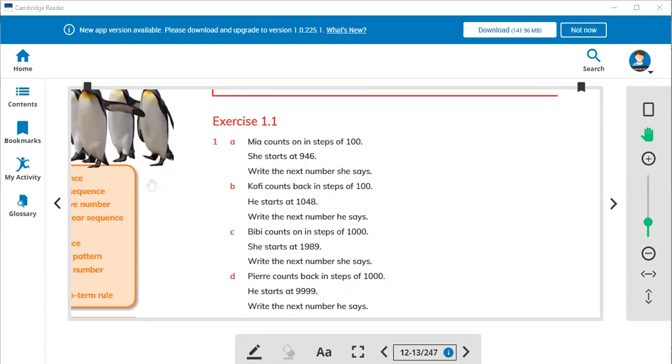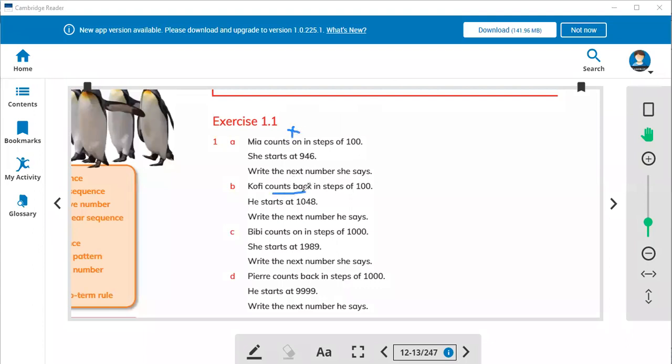Cambridge course. So I'm talking about page number 13, exercise 1.1. Today the first topic that we discuss in the class is counting. First, you have to know the main thing, that is count on. Count on means add, plus. So if you want to add any number, we have to say count on.